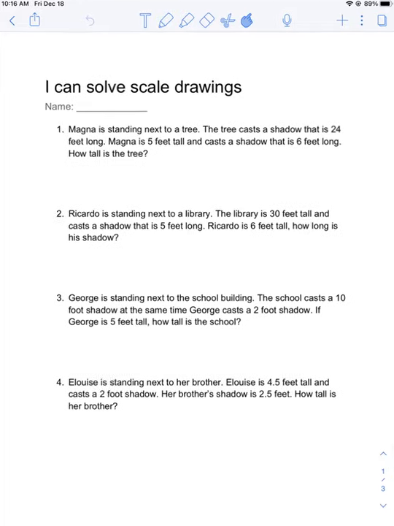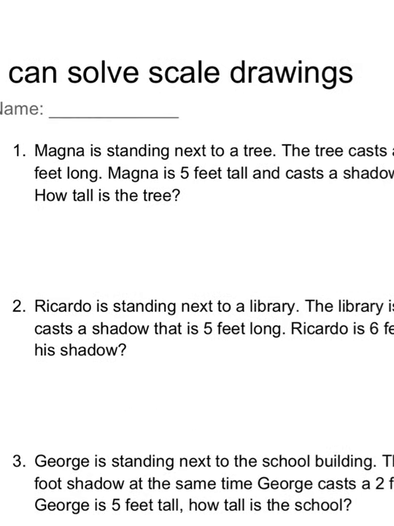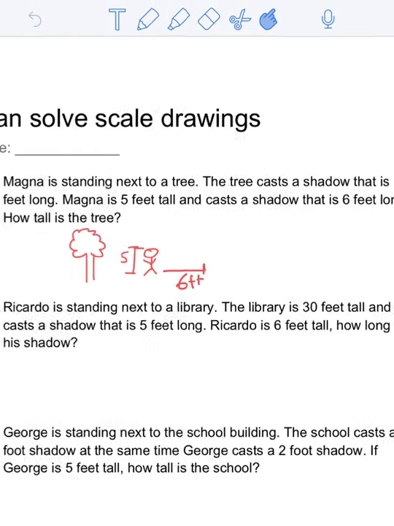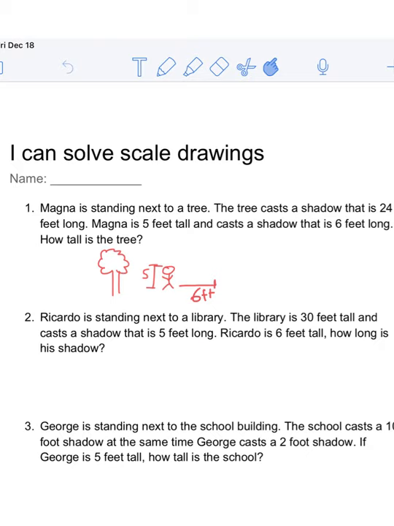All right, so first I'm going to draw a little picture to represent this. So I have my tree. I'm a math teacher, not an artist. And I have Magna. Magna is 5 feet tall, so this is 5 feet. And her shadow is 6 feet long, so this is 6 feet. The tree's shadow is 24 feet long. This is not going to be drawn to scale. Again, math teacher, not an art teacher.